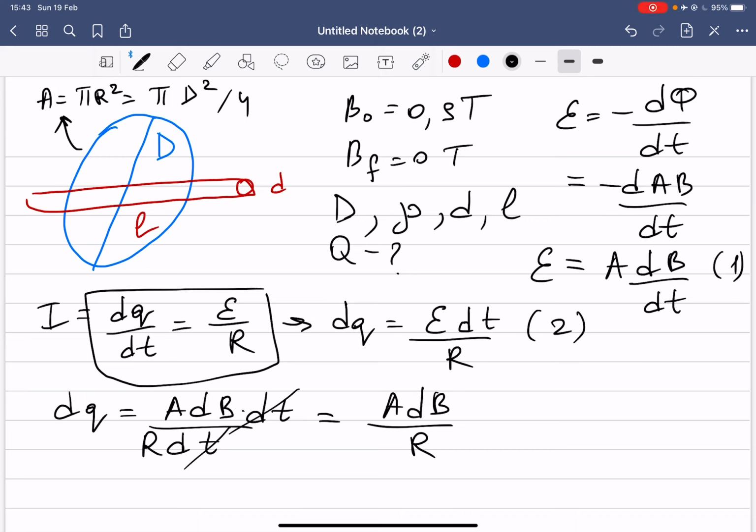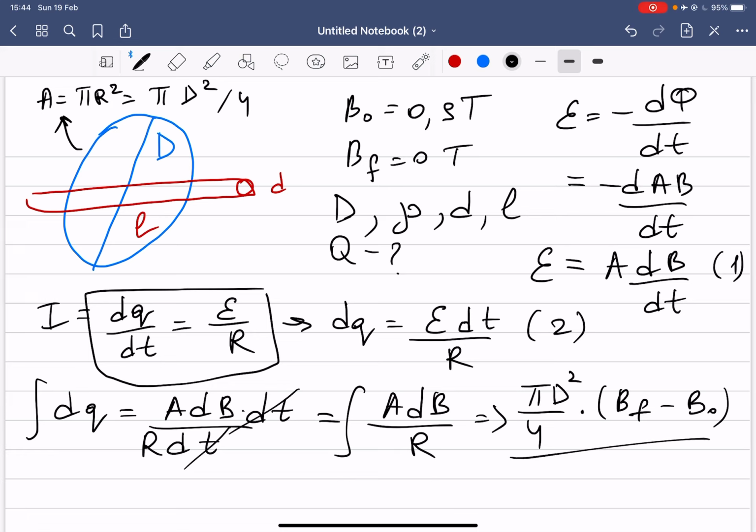If you want to get the total charge, basically we have to integrate both sides, and when you integrate both sides, what you get here is, the area is pi capital D squared over 4 multiplied by B final minus B initial. Don't forget that we still have the negative sign here, and that negative sign will become positive because when you subtract initial B from final B, it becomes negative, so the negative with that negative will cancel out.